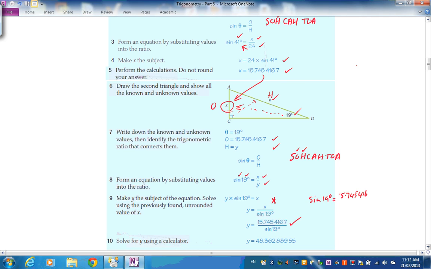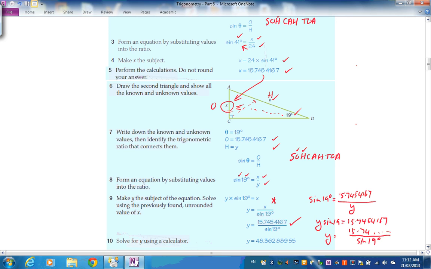You don't have to write it down, but just keep in mind what's happening. And then we multiply by y, and then finally divide by sine 19. So it becomes 15.74. Write all that in, divided by the sine of 19. So it's back to one of those other problems that we had from the very beginning.